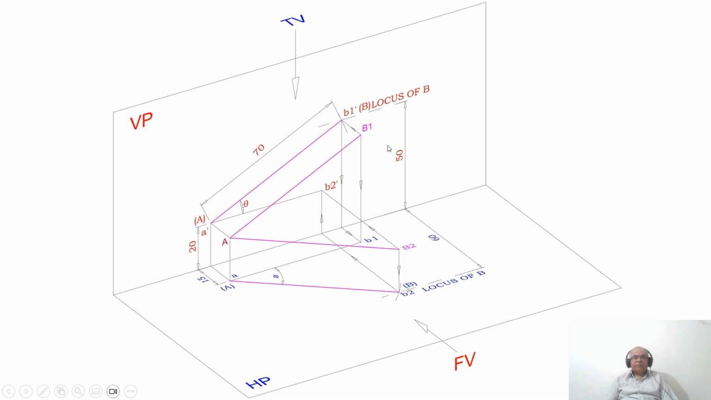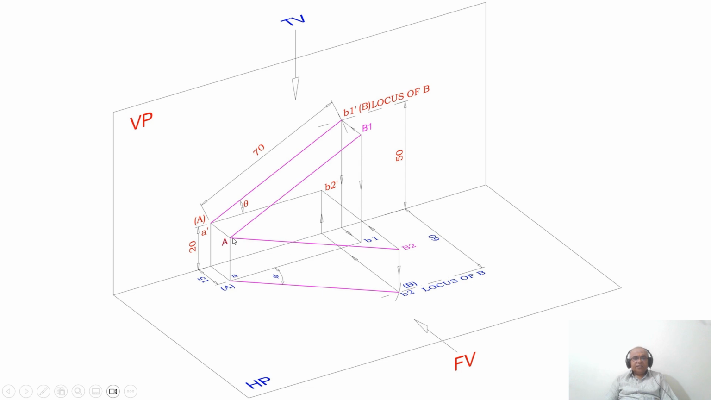So by looking from the top view, you project that point B1 directly onto the horizontal plane. So you mark this point as A and you mark this point as B1. So this is the top view line for the front view true length line A dash B1 dash. So here this is the top view line.